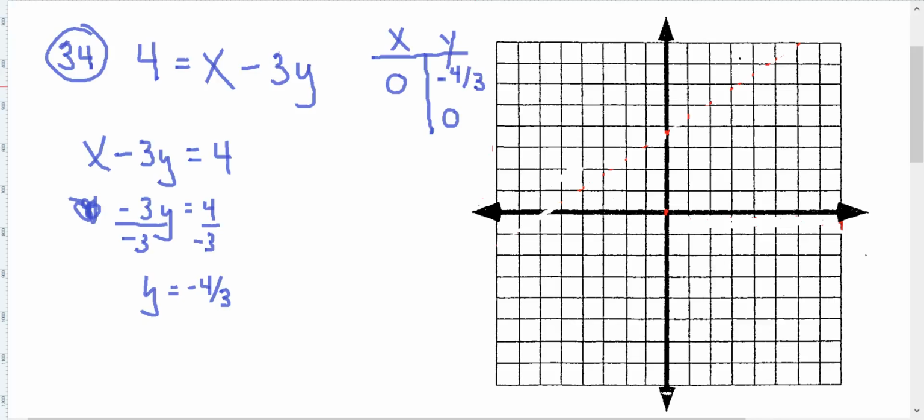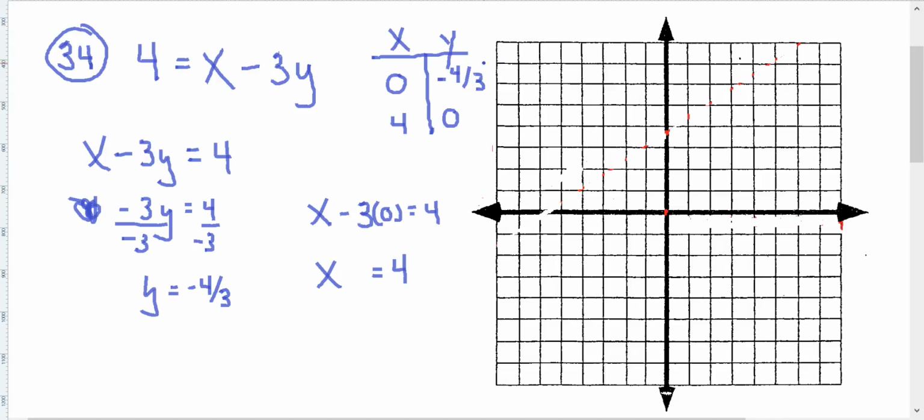There's that improper fraction. I'll do y being 0. I can look at this one and say x minus 3 times 0, y is 0, equals 4. That's an easy one too, right? So x is going to equal 4. When y is 0, x equals 4. Okay, and here's my ordered pair.